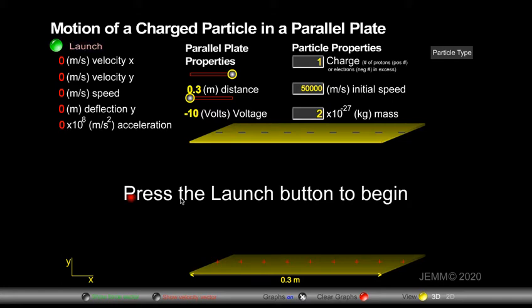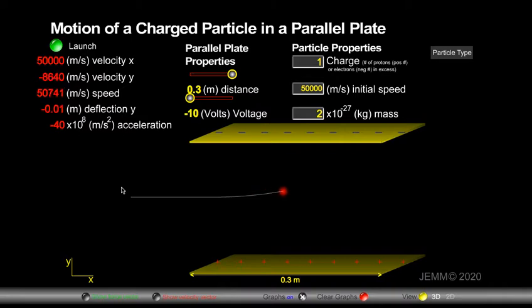Good morning! Our goal is to investigate the motion of a charged particle in the electric field of a parallel plate. So here we have a charged particle, and here we have a parallel plate. And let's press the launch button and see what happens.